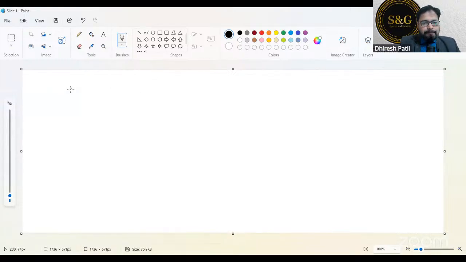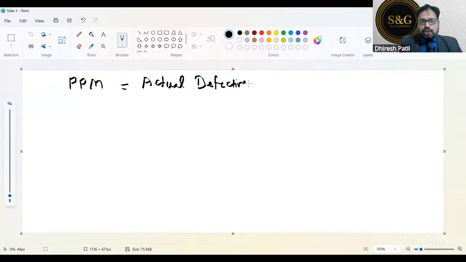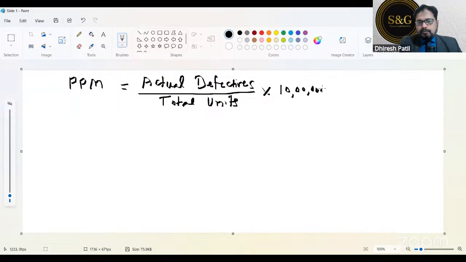So what is the PPM? Formula of PPM is, simple formula of PPM is nothing but, it is parts per million. Write this down. It is parts per million. The formula is actual defectives divided by total units into 1 million. Okay. It is called PPM.